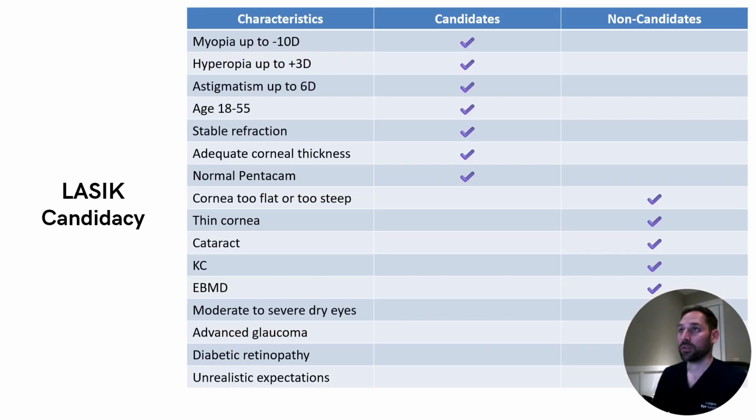So who are good candidates? LASIK candidates are up to a -10 treatment, up to a +3 for hyperopia, astigmatism up to 6 diopters, an age range of 18 to 55 with a stable refraction and an adequate corneal thickness. They have to have normal scanning of the cornea. If the cornea is too steep or too flat, they can't have it. If the cornea is too thin, they've got a cataract, keratoconus, EBMD, moderate to severe dry eye, advanced glaucoma, diabetic retinopathy, or unrealistic expectations, they are non-candidates.